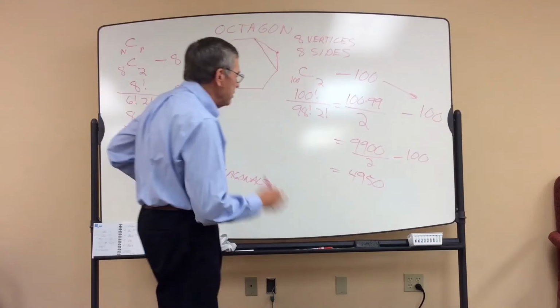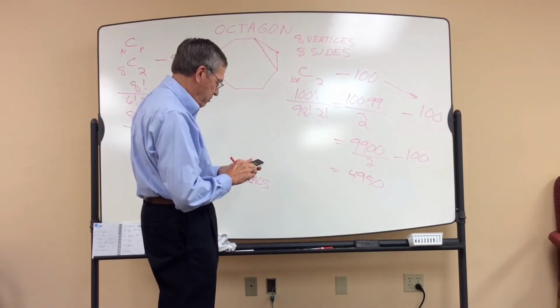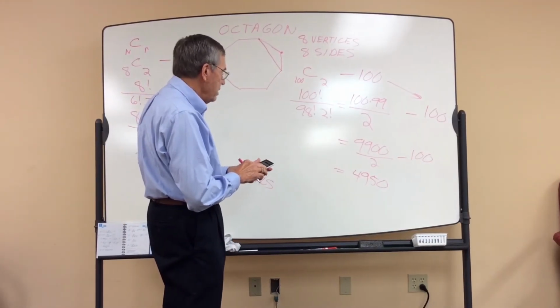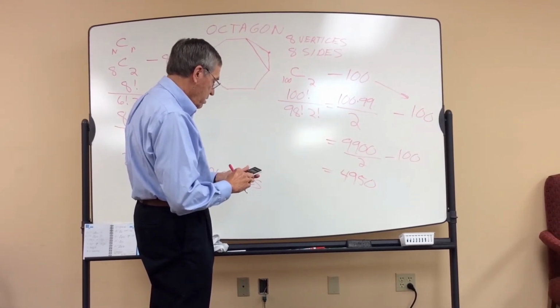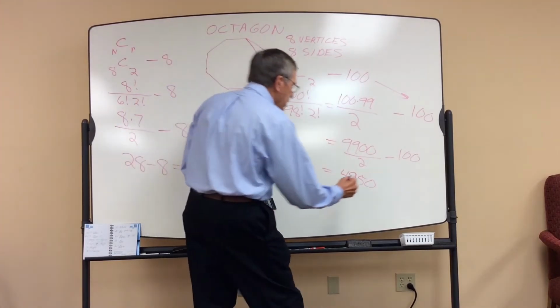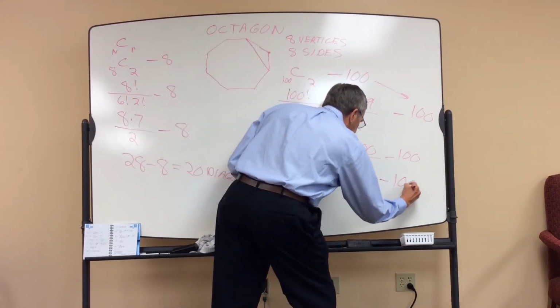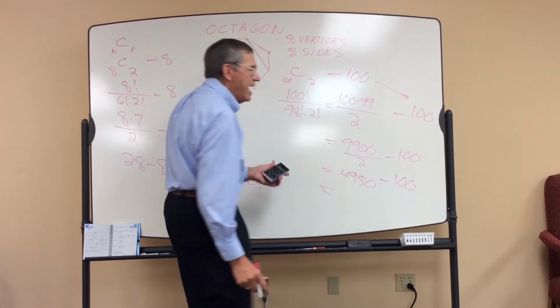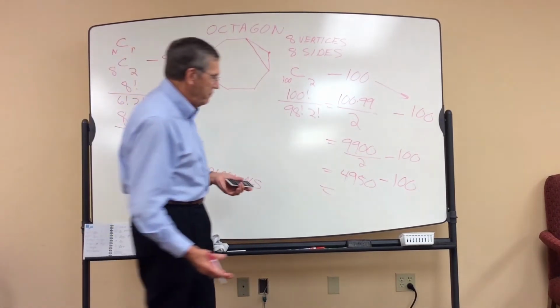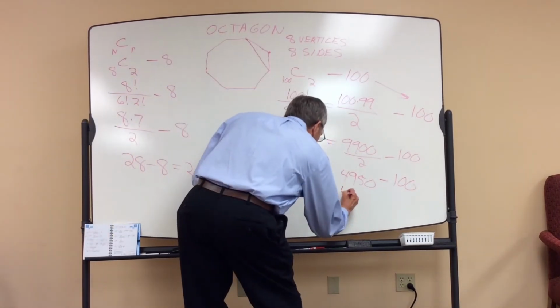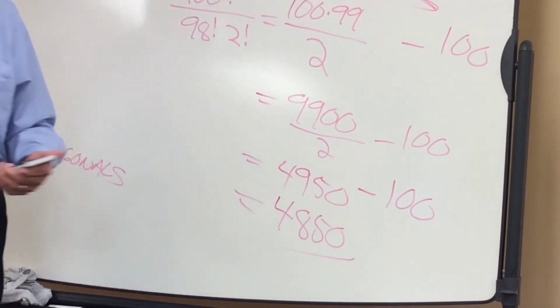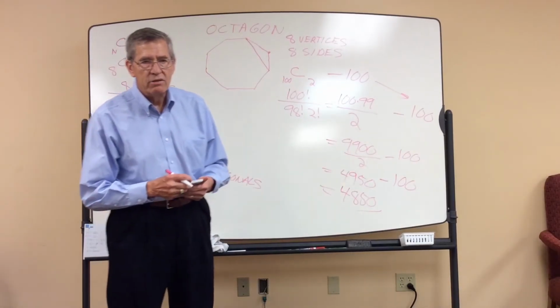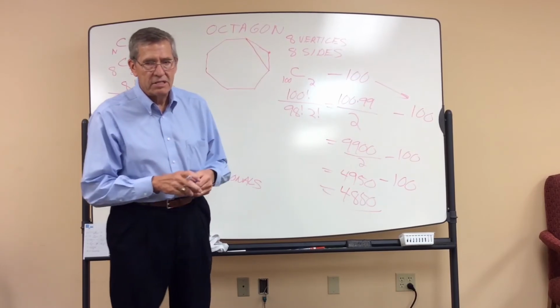Let me just double check that in our math before we get too far down the road. 9900 divided by 2 is 4950. Let's subtract the 100. And so the total number of diagonals in a 100-sided figure would be 4850. It'd be a lot of drawing if you were asked to do that, but the calculation is very simple.